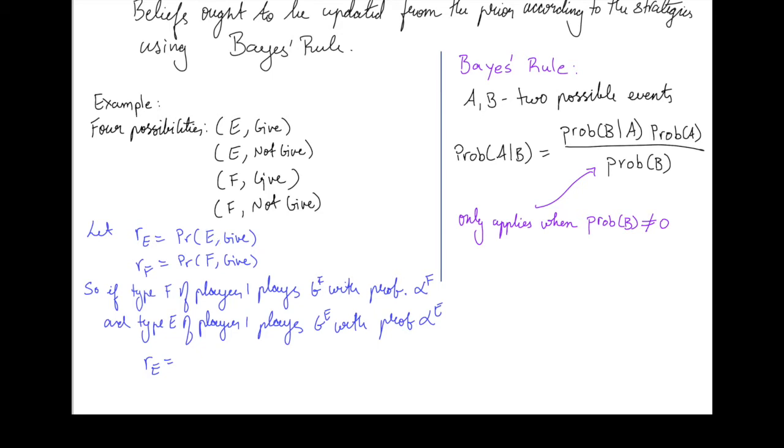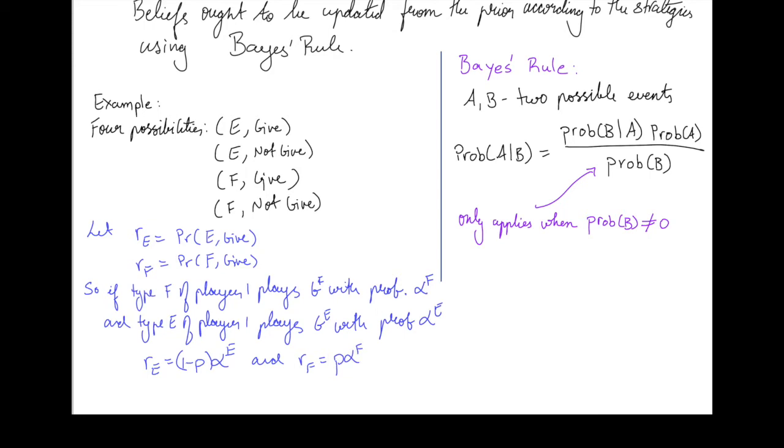Remember, if we want 2 events, we take the product of the probabilities. So the probability that it's an enemy is 1 minus P. The probability that the enemy gives is alpha E. So the probability that an enemy is giving you a gift is 1 minus P times alpha E. And RF is the probability that it's a friend times the probability that that friend is giving you a gift. So it's P times alpha F.